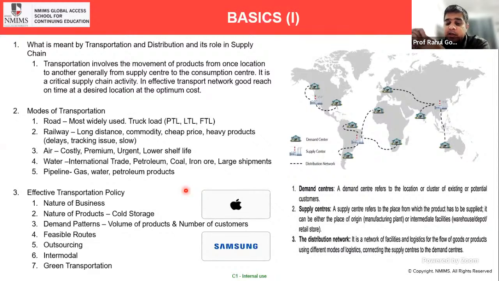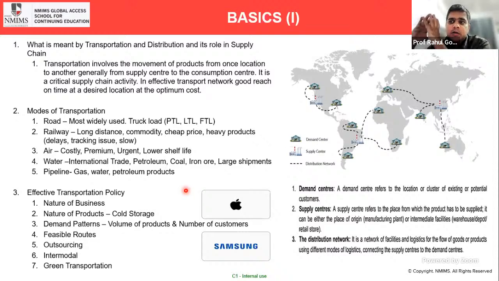Most of the time air is used for emergency purposes, right? Because it's very costly, it's very premium, and some premium courier services or some urgent lift of goods, maybe from international locations, are done via airways, right?